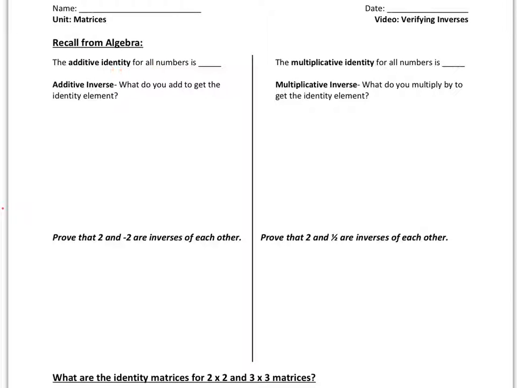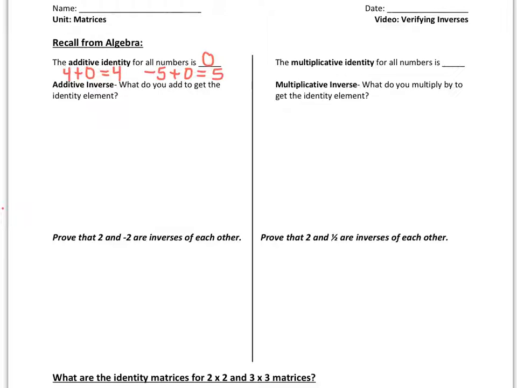The additive identity for all numbers is 0. What that means is I could add 0 to any number and get back that same number. So for example, if I had the number 4, I could add 0 and I will get 4 no matter what. Or say I had the number -5. I could add 0 to -5 and get -5.